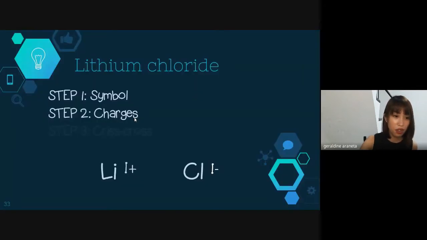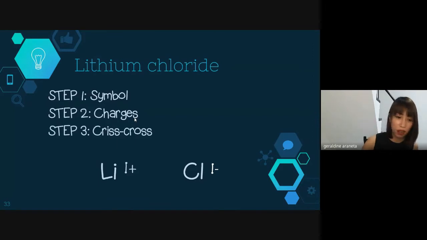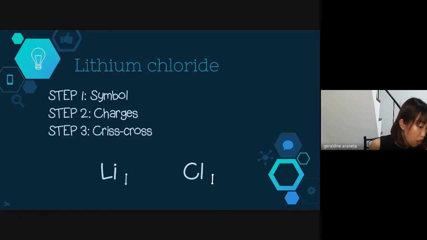Next, step 3, crisscross. This part should go to the bottom of chlorine. This 1 negative goes to the bottom of lithium. So that will become Li sub 1 and Cl sub 1. You have to drop the sign. There is no positive and no negative anymore. Okay? Nasusundan? Okay, sige.